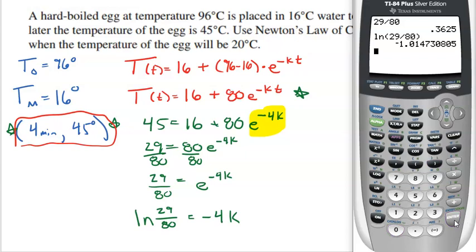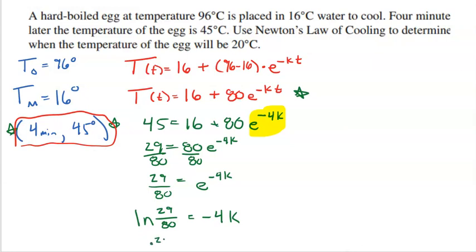Some crazy ugly decimal that I don't want to write down on my paper because I don't want to round in the middle of a problem, but there it is. And I do need to do one more step to solve for k. I need to take that ugly decimal and divide by negative 4. And I get a final value for k to be 0.254. So 0.254 is my k value.